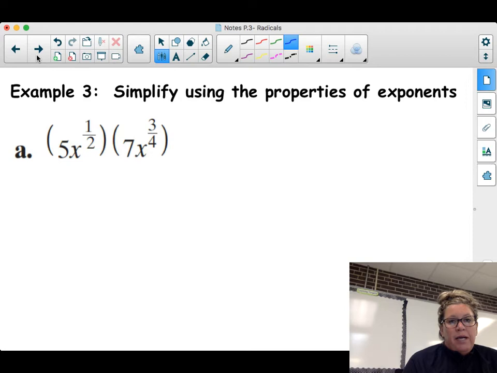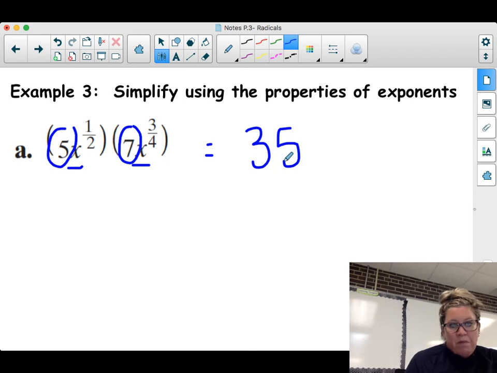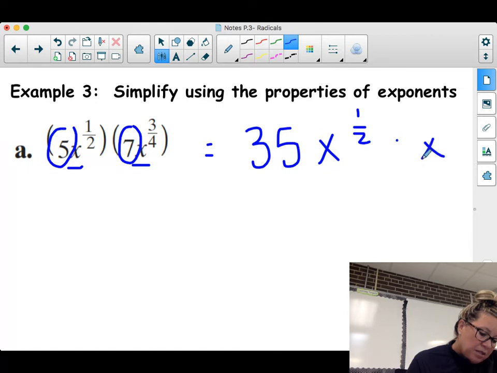All right, simplifying using the properties of exponents. So you have 2 exponential terms, and you want to simplify them. So we're going to go ahead and multiply like pieces. We're going to take the coefficients first, 5 and 7. So 5 times 7 is 35. And then we're going to multiply x to the 1/2 times x to the 3/4.